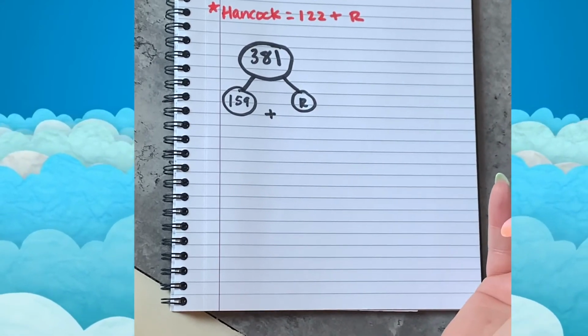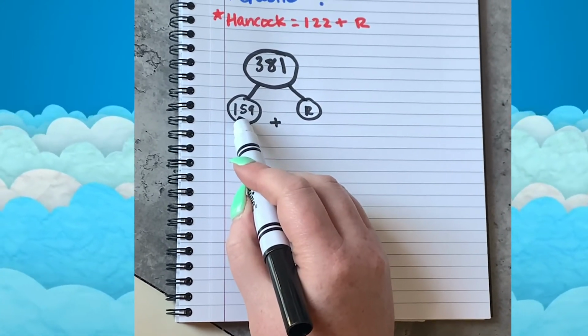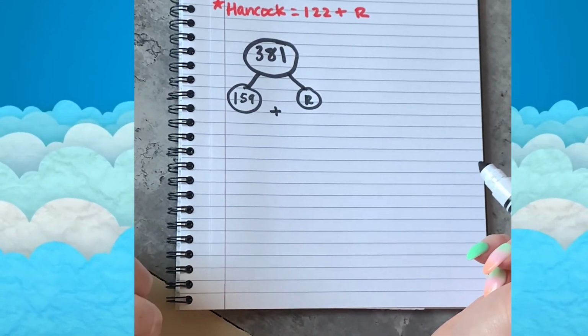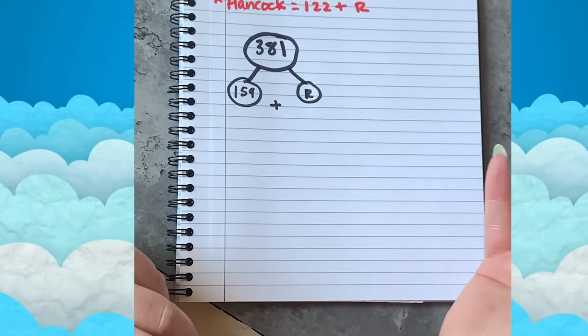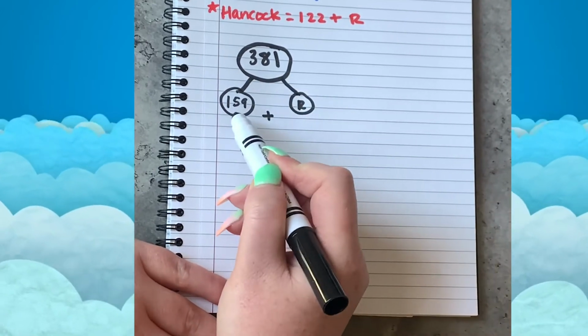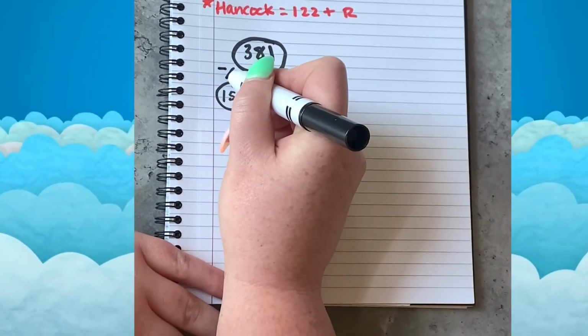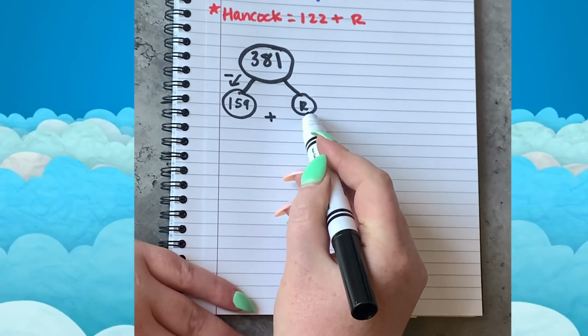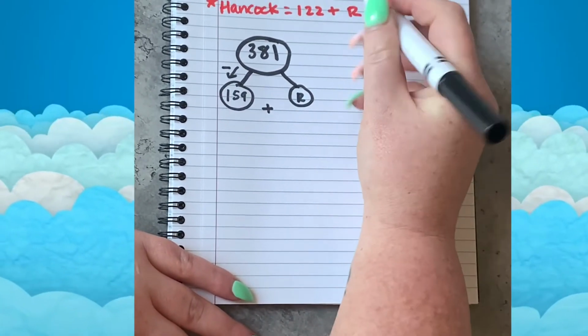I could do a bunch of things. I could add up from 159 to 381. Or, because of fact families, I also know that 381 minus 159 is going to give me this hidden part. I'm going to go ahead and try it that way.